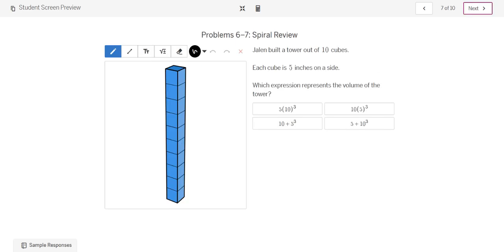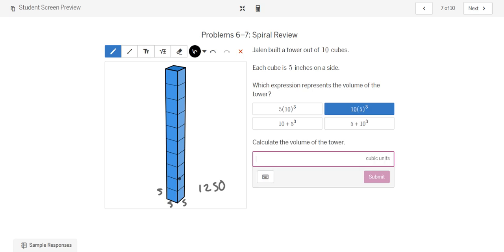Okay, Jalen built this huge tower. Each cube is 5, so you've got like a 5 by 5 by 5 cube. That's like 125. And then you've got 10 of them. Boom. No problem. Oh, I wasn't asked to do that yet. It's 10 times 5 cubed. Oh, there we go. 1250.